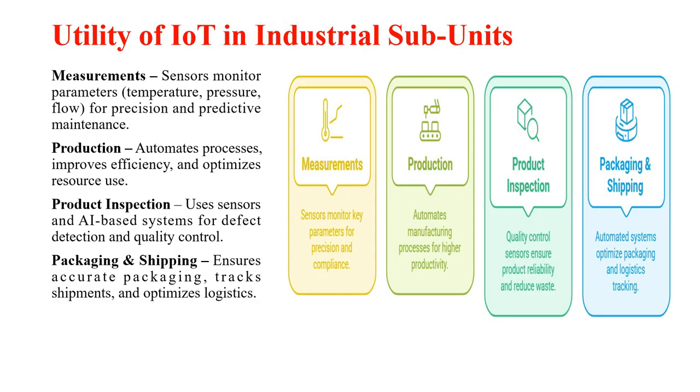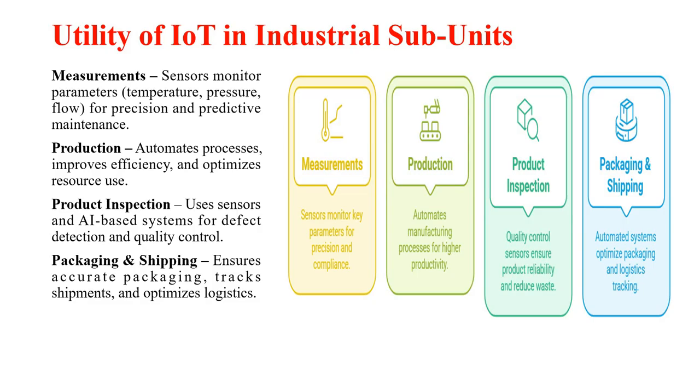Next is the utility of IoT in industrial subunits. So here the IoT-enabled sensors and smart systems play an important role in industrial subunits, enhancing the efficiency, accuracy, and automation.